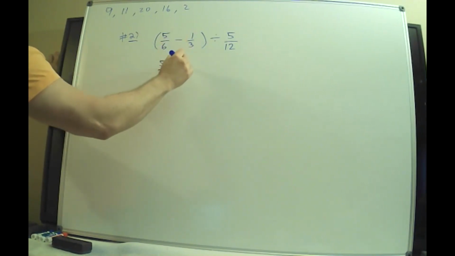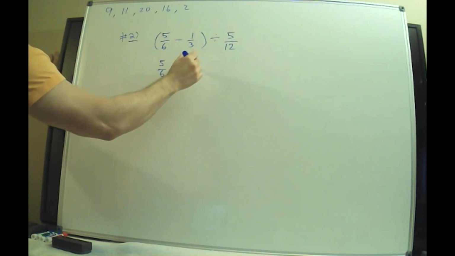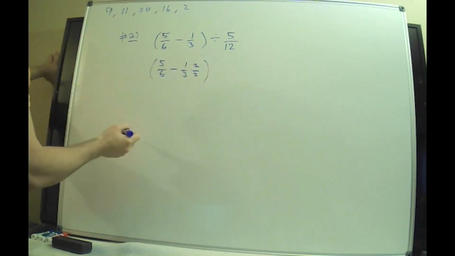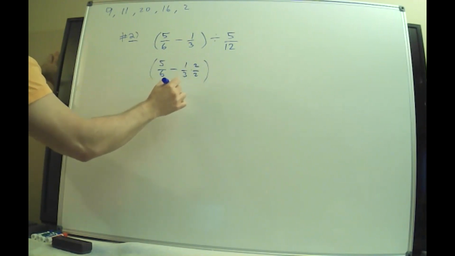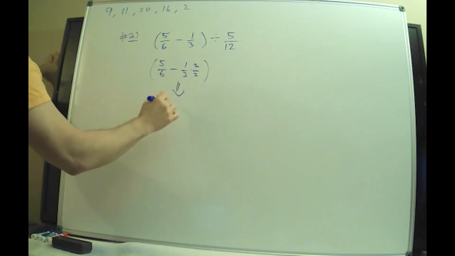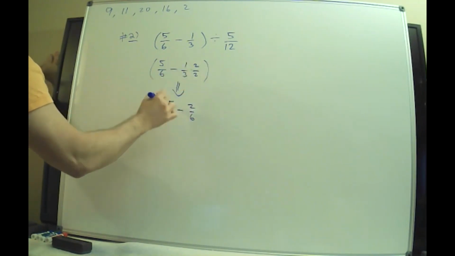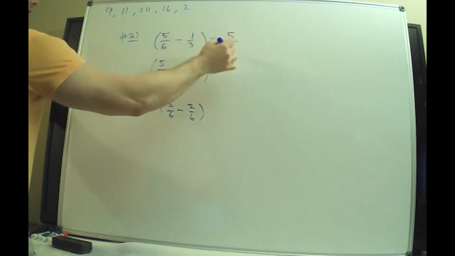So take the 1 over 3, multiply the top by 2 and the bottom by 2. If you don't understand why, go back and watch the fraction lesson from the beginning of the semester. So you're going to have 5 over 6 take away 2 over 6. Now, this thing is still hanging out there.